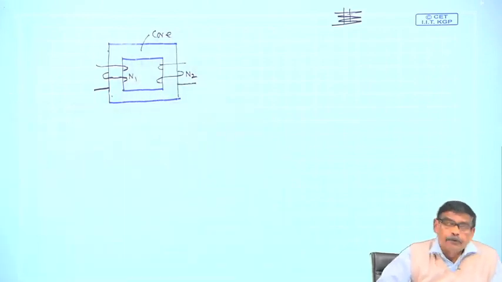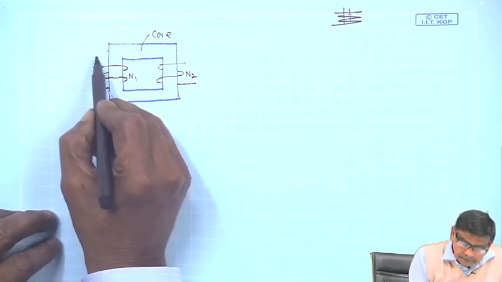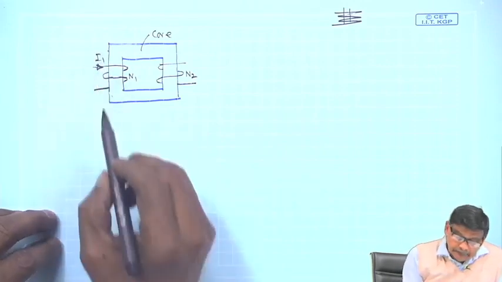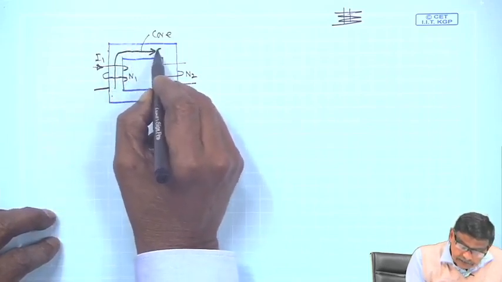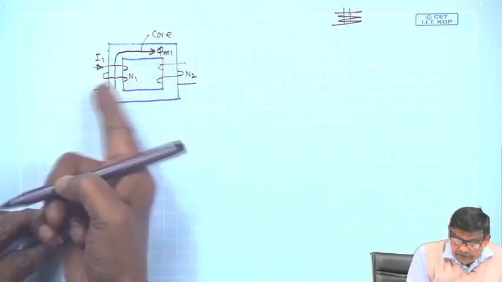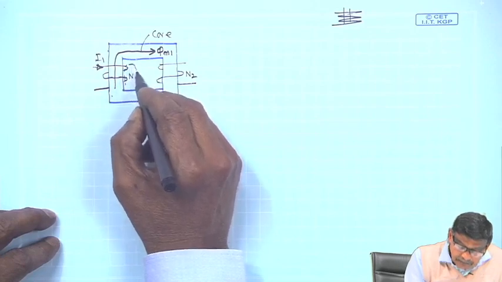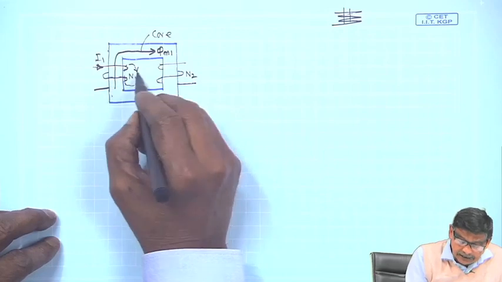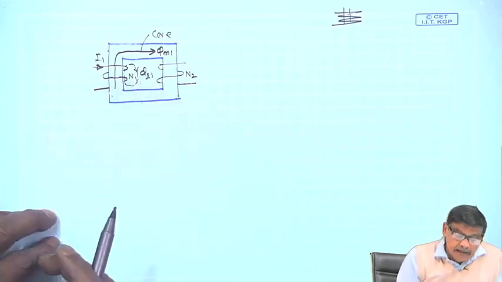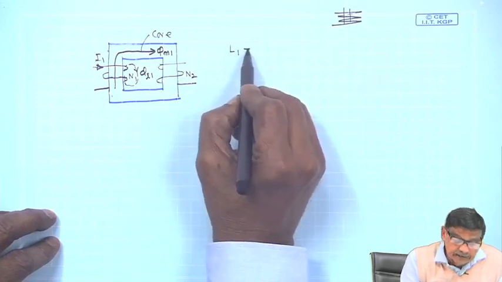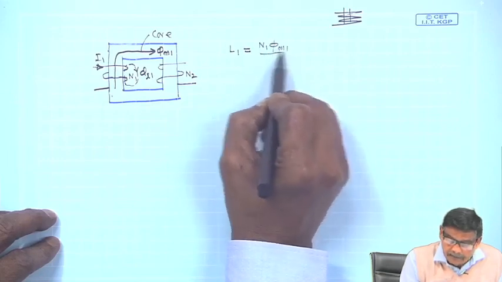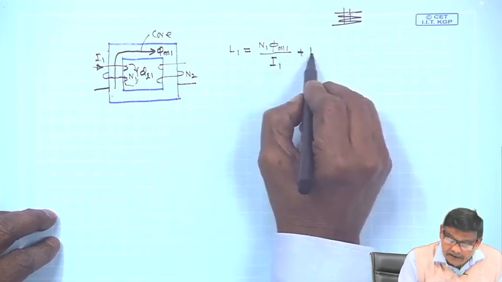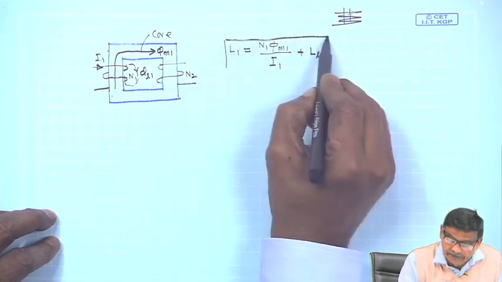Now, let us imagine I have only energized the primary coil with a DC current I1. Then, as I have told you, there will be flux created, which will have two components: phi m1, and flux lines linking only this winding, called leakage flux phi L1. Based on that, I defined on the previous page L1 to be N1 phi m1 by I1 plus L L1. This is the self inductance of the coil.